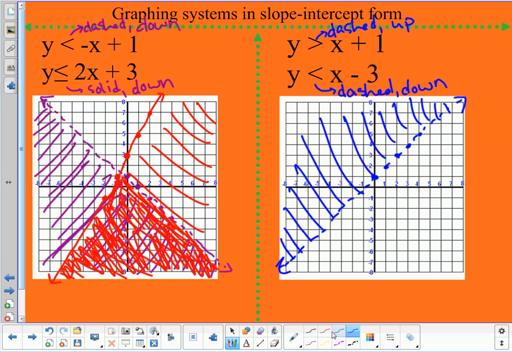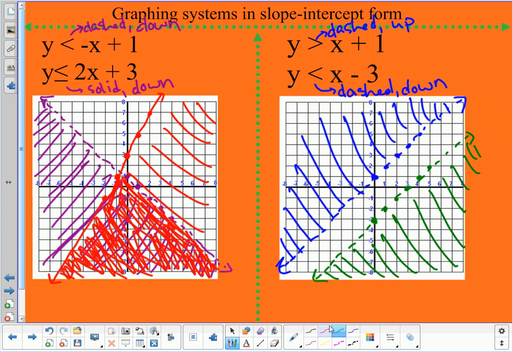And then the other line is y is less than x minus 3. So y-intercept of negative 3 and slope of 1, up 1 over 1, up 1 over 1, up 1 over 1. And this is also a dashed line. But this time, I'm going to be shading down.